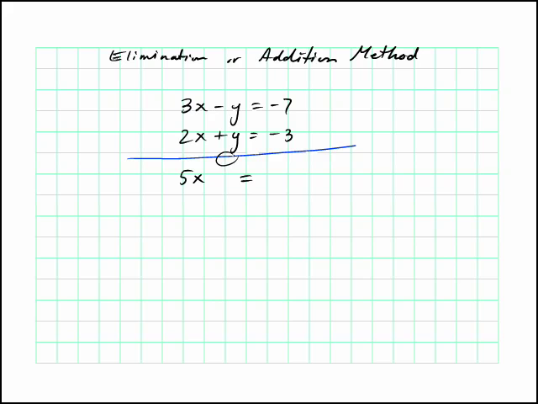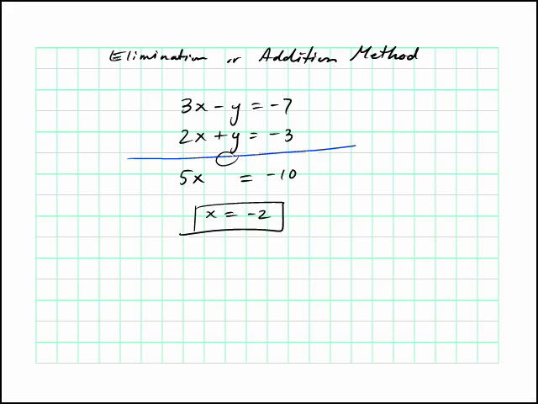And that right side adds up to negative 10. So I've just added vertically. The y's disappeared, and now this allows me to solve for x. 5x equals negative 10, then x must be negative 2. Okay, very quickly I got x.